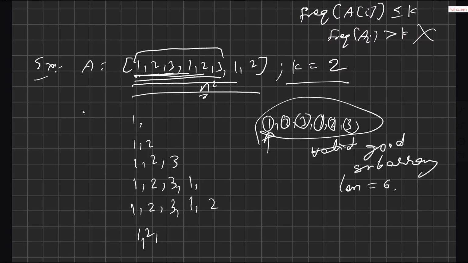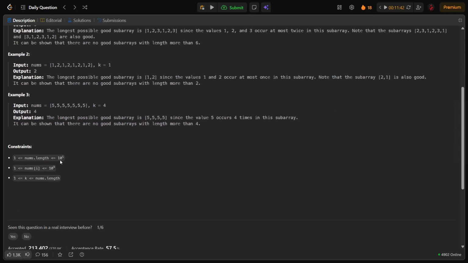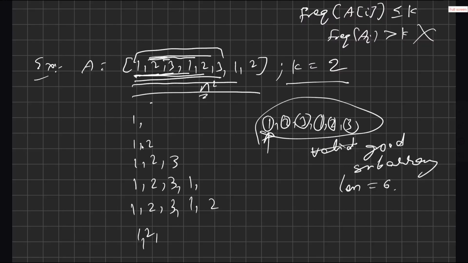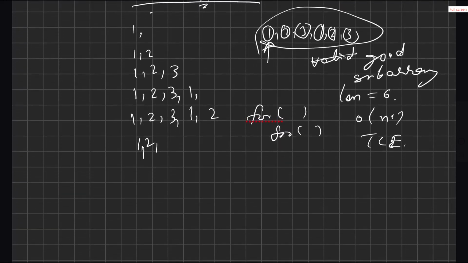Similarly, you can choose starting from 2, this index, and this is one of the subarrays, and this is another. Since in the question n is 10 power 5, if you try to implement this solution using two for loops, it is going to give you n square, which will give TLE. So we'll have to look into some other way of solving this.